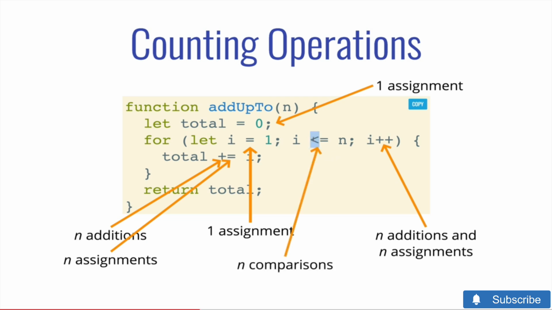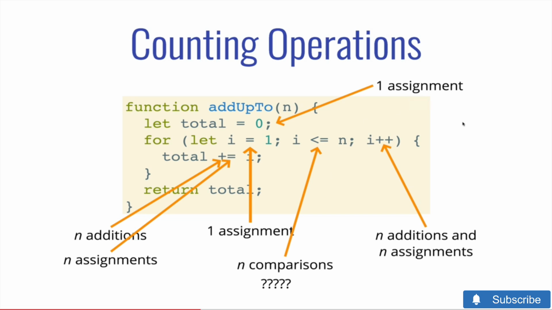And then we've also got comparisons here. i less than or equal to n. And that is n comparisons again. If we're dealing with 20, this loop runs 20 times. We compare i to n 20 times. So yeah, counting these operations can be tricky. Overall, how many would we say there are?